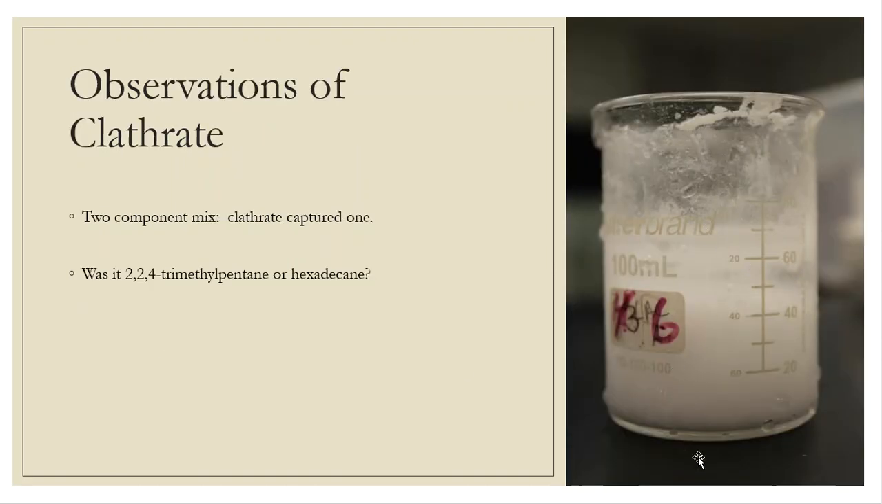All right, so here's the observations of the clathrate. It is a 2-component mix, of course. That 2-component mix, my urea has captured 1. I need to figure out which one it has captured, and the other one is still swimming around in solution. So in the filtration process, what's going to happen is that the one that it did not pick out will go through the filter paper. All of my methanol and unused urea will go through the filter paper, and then my urea clathrate, which is the solid, will stay on top. And that's the one, the alkane, that it has captured. So I need to figure out which one did it pick out.